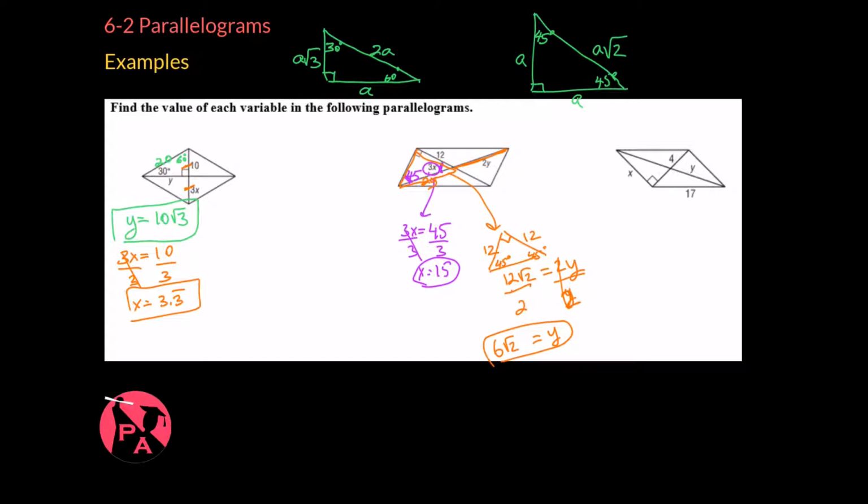Now the last example, we have a parallelogram cut by the diagonals. Okay, let's see. Here we have 4 units. The other half of the diagonal is going to be the same. That's going to be 4. So right here we have 4. The second thing that we need to know: if this is y, right here, that one is y.